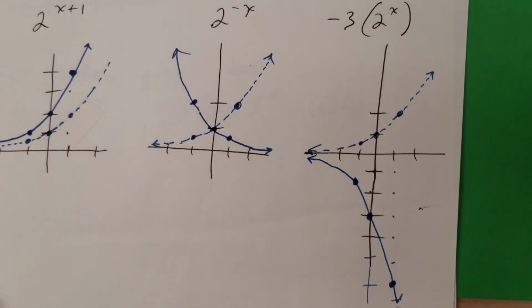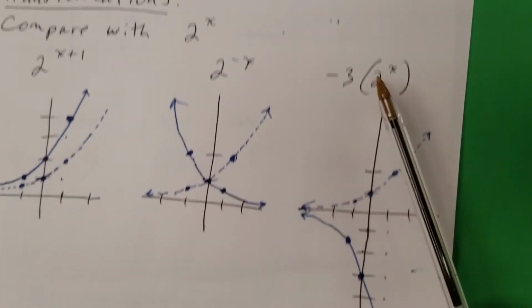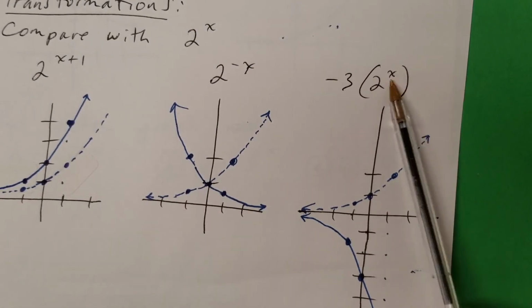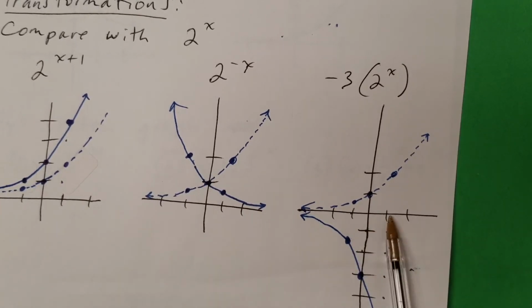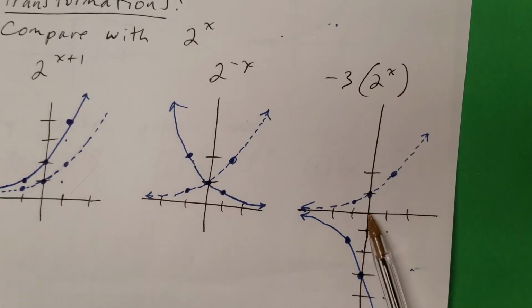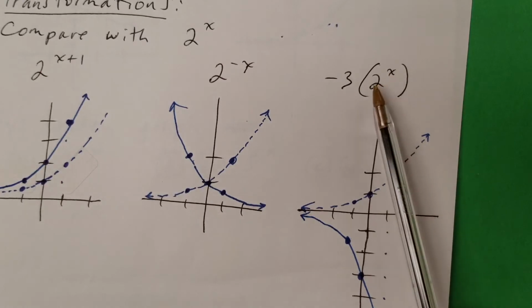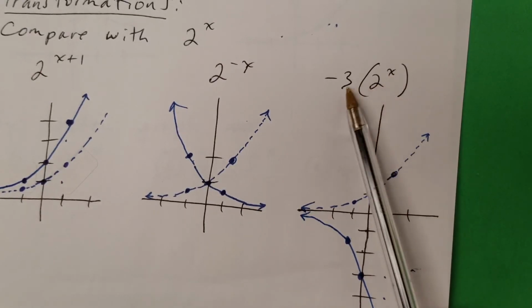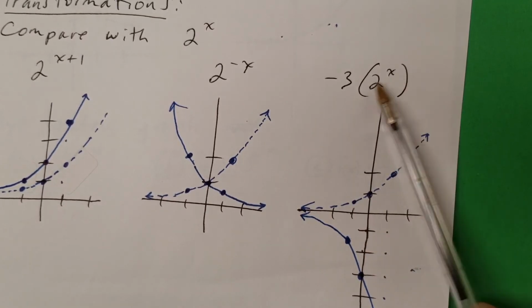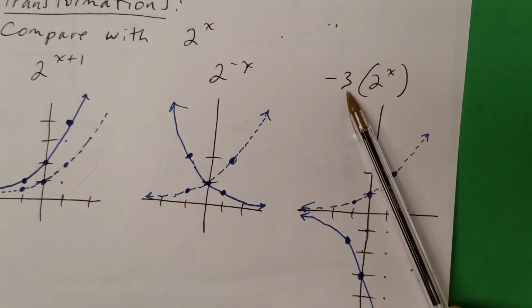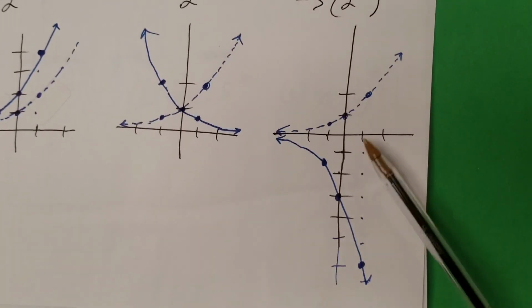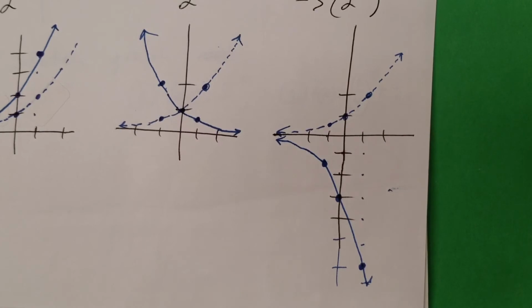So it's going faster down because of the negative. Again, if you don't know how to get this, just plug in 0, -1, and 1. So if I put 0 here, 2 to the 0 is 1. -3 times 1 is -3. If I put a -1 here, 2 to the -1 is half. -3 times a half is -1 1/2. If I put a 1 here, 2 to the 1 is 2. -3 times 2 is -6. So way over here, when you put a 1, you get a -6. Okay? All right.